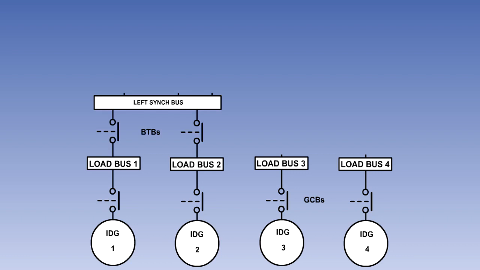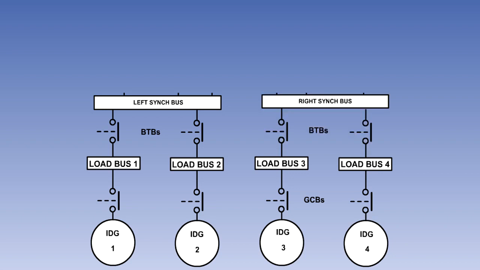Busbars 1 and 2 can be connected to the left synchronizing busbar through bus tie breakers. Busbars 3 and 4 can be connected to the right synchronizing busbar in the same way. All loads are connected to the load busbars. The synchronizing busbars have no loads attached to them. The left and right synchronizing busbars can be connected together by the split system breaker.